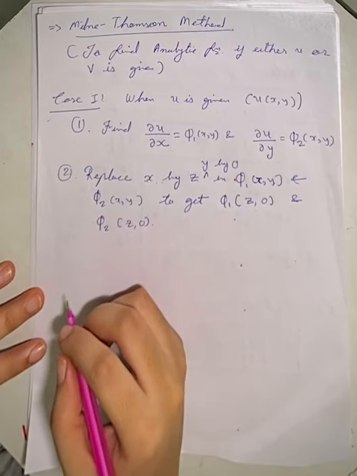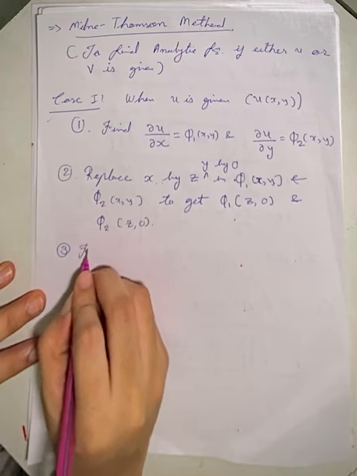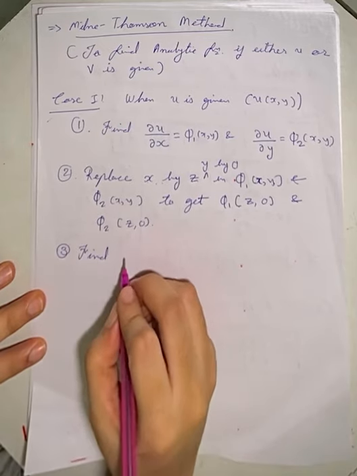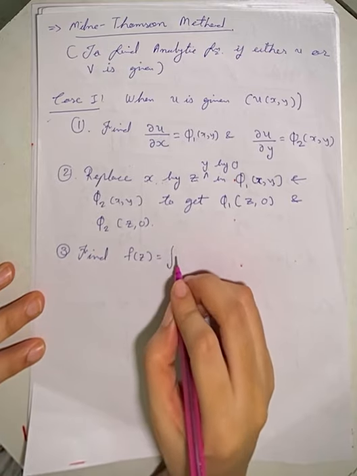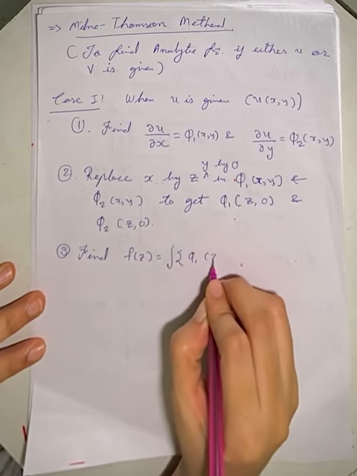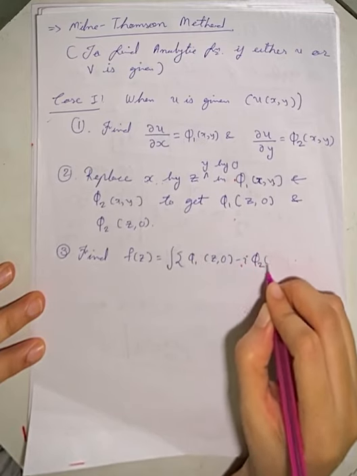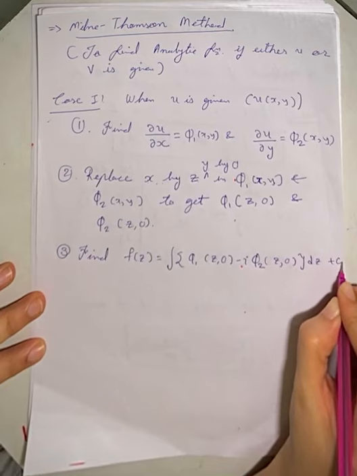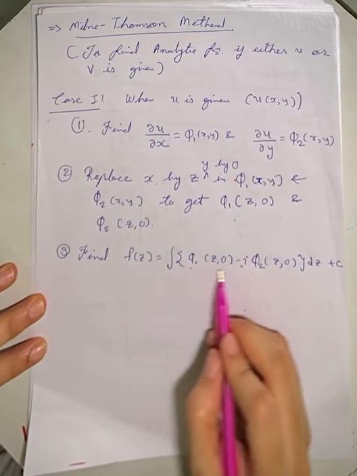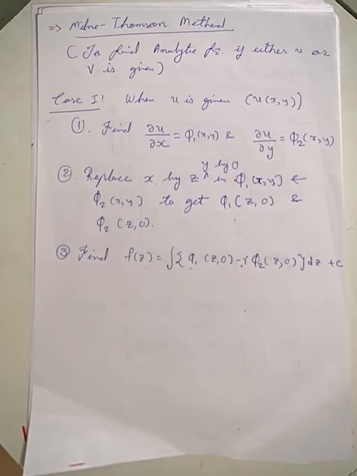Once you are done, the final step is to find f of z equals the integral of phi 1 of z,0 minus i phi 2 of z,0 dz plus c, and that is it. You just plug in the phi 1 and phi 2 values and you will get f of z.